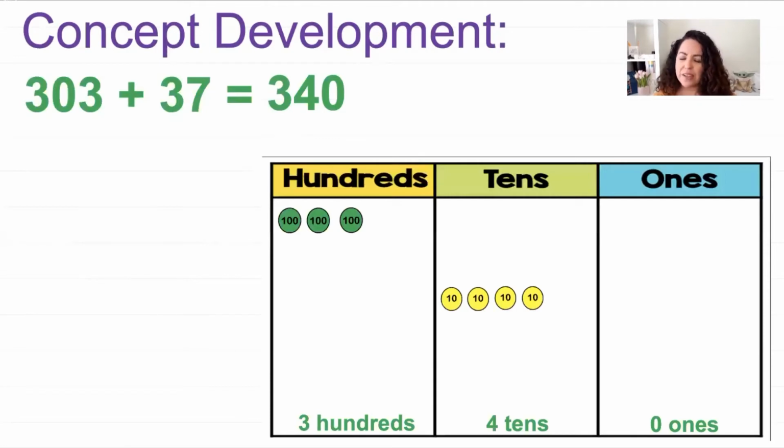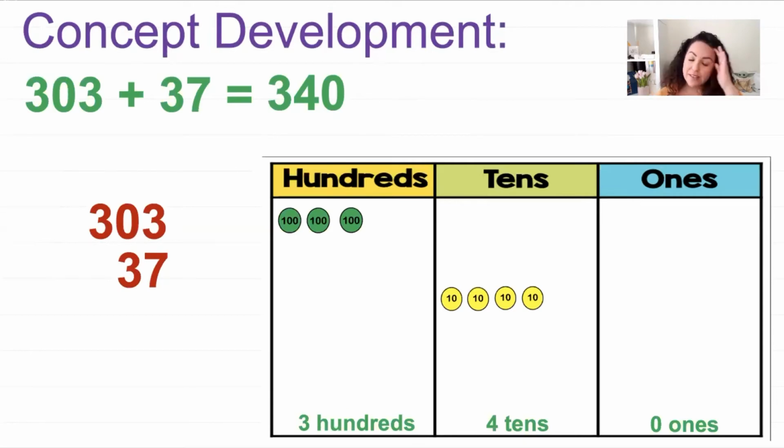Now let's go ahead and look at how we write this problem in the vertical form in the algorithm. So remember, we want to line up our numbers nice and straight. My first number is 303, and my second number is 37. Now remember, when we line up our numbers, we want to make sure it's like a street. We want to make sure our numbers stay in their lane. We want to make sure that my ones stay in the ones lane, my tens stay in the tens, and my hundreds stay in the hundreds.